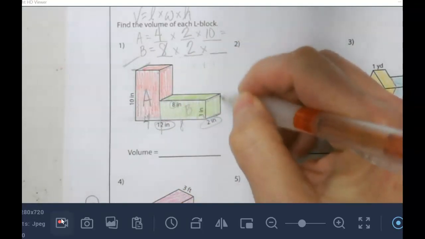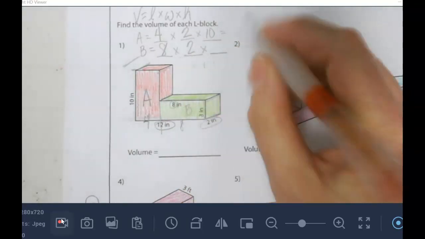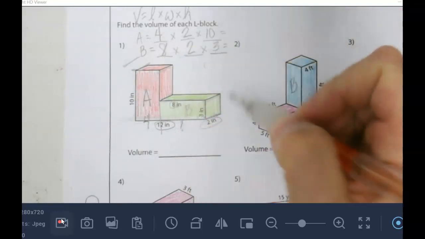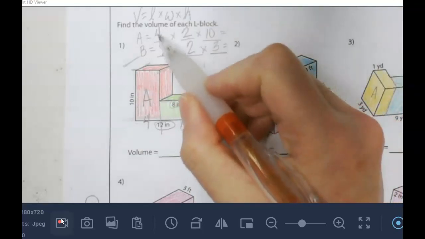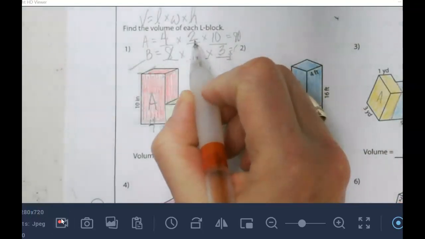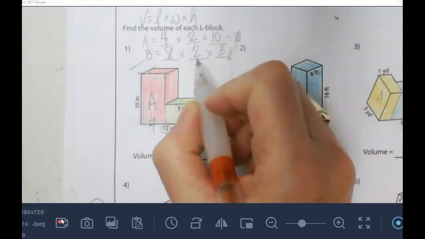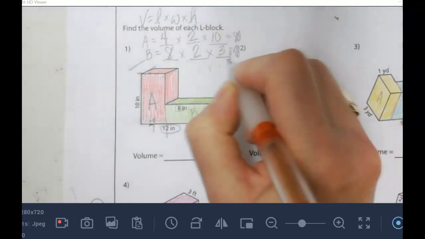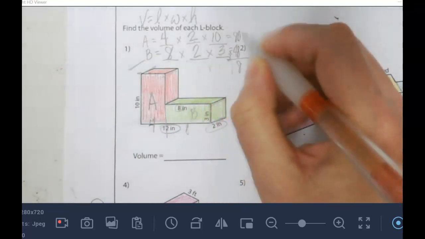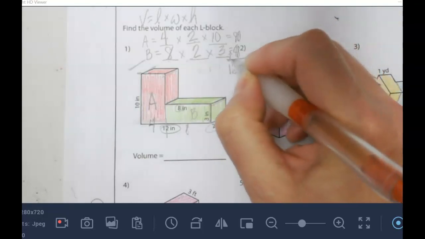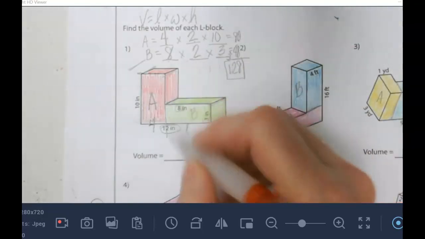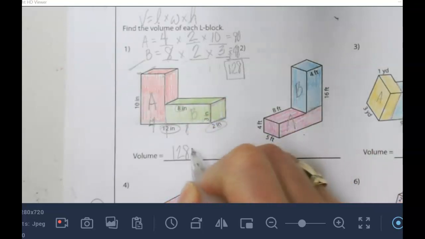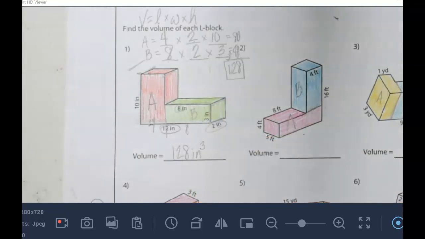My width is in fact here at 2. And my height, nothing's here. I look for parallel. It's right there. It's 3. Okay? So now I need to do all this multiplication and then combine the 2 answers. So 4 times 2 is 8, times 10 is 80. Then I have 2 times 3 is 6, times 8 is 48. So 0 plus 8 is 8, 8 plus 4 is 12. So my combined volume is 128. My label is inches, and it's a 3-dimensional shape.